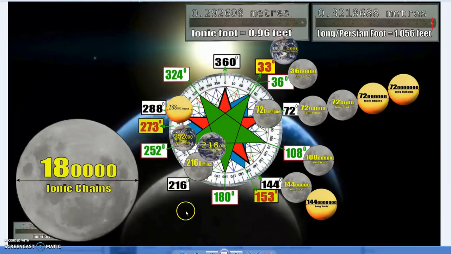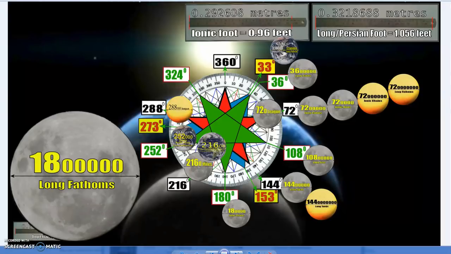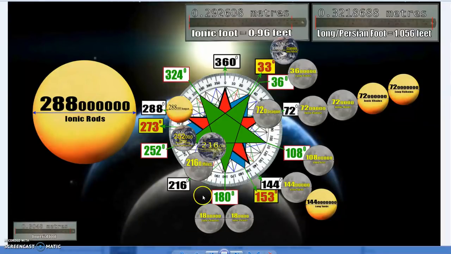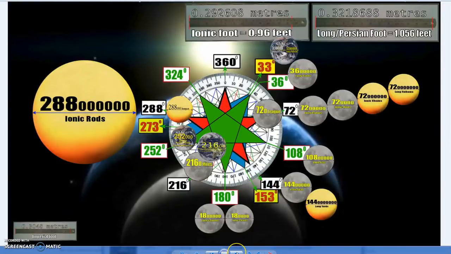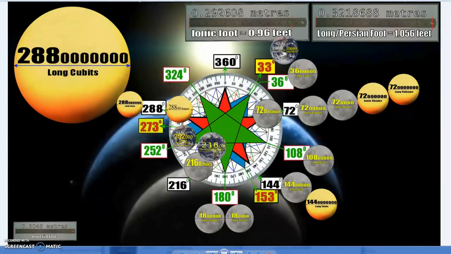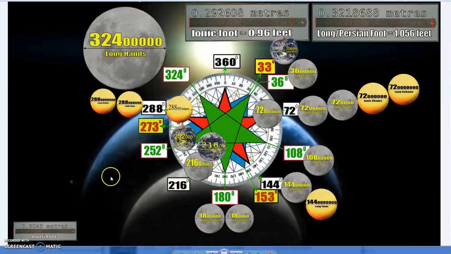Sun, Earth, Moon. Okay, 180 or 8, so Ionic chains. And one chain is 66 feet or 33 times 2 or 4 rods. And on the Ionic and on the long fathom, we get the Moon at 18. Now, we already did 216, 252, now 288. League already defines the Sun. 1 league is 3 miles. And on the Ionic and the long scale, we also get the Sun. And at 324, we also get the Moon.